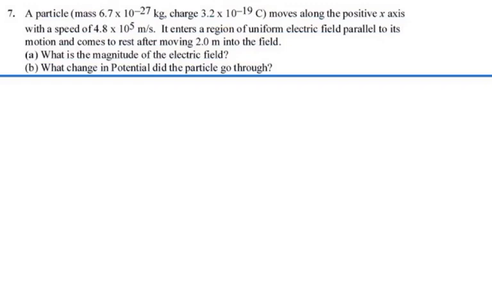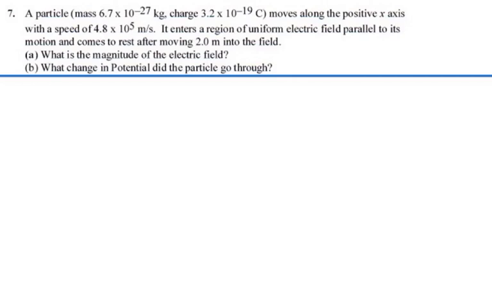Here's sample test 2, problem number 7. A particle of mass 6.7 times 10 to the minus 27 kilograms, charge 3.2 times 10 to the minus 19 coulombs, moves along the positive x-axis with a speed of 4.8 times 10 to the 5 meters per second. It enters a region of uniform electric field parallel to its motion and comes to rest after moving 2 meters into the field. What is the magnitude of the electric field, and what change in potential did the particle go through?